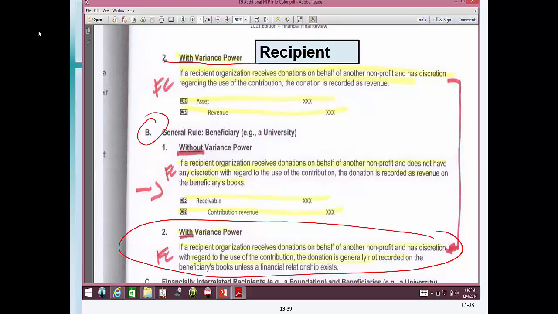That's why I put recipient in that box there. We're dealing with the recipient's accounting. And if it's with variance power, the recipient does what? Debits the probably cash asset and credits what? Contribution. Okay, they're calling it revenue here.